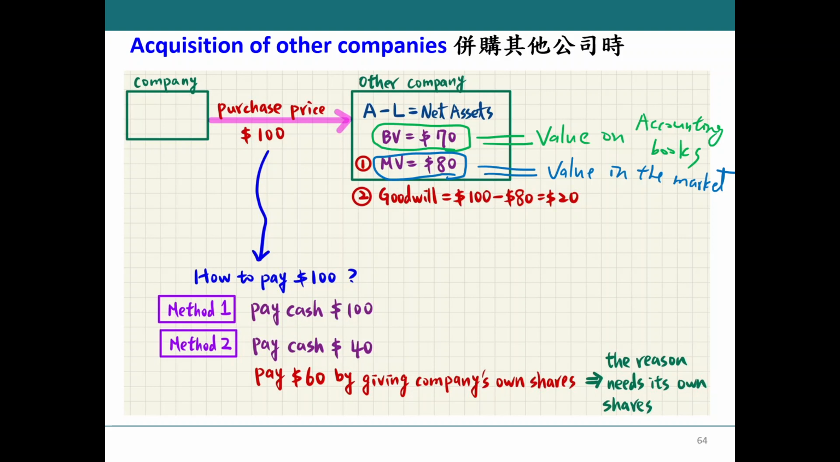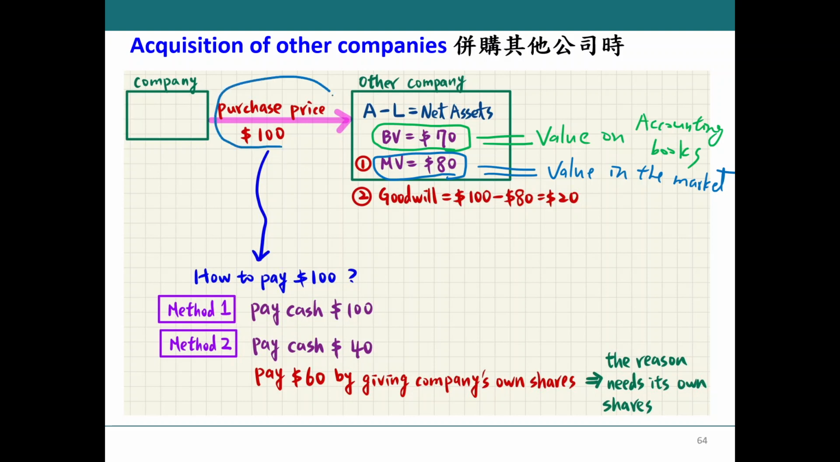Okay? So what does it mean? You look at another company. Based on that company's financial statements, its value is $70. But when you ask people in the market, they say it should be $80. Okay? But what's the problem? How much money are you going to pay to buy this company? $100. You pay $100 to buy the company.